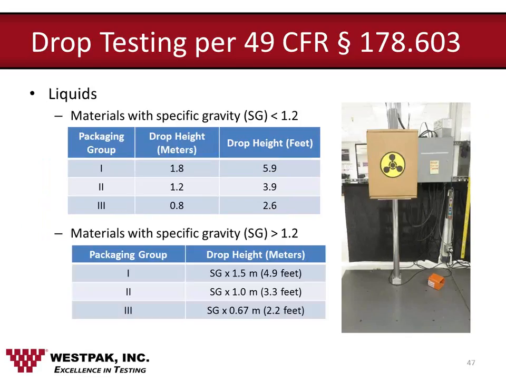When testing liquids, and this is why specific gravity is important, when specific gravity is below 1.2, it is tested just the same as the solids. So packaging group 1 remains 1.8 meters, packaging group 2 is 1.2 meters, and packaging group 3 is 0.8 meters. When the material's specific gravity exceeds 1.2, the drop height changes, and it is based on two things: the packaging group and the specific gravity. For example, if we have a packaging group 2 hazardous material with a specific gravity of 1.4, you would multiply 1.4 times 1, as you can see in the middle column, and hence you will have a drop height of 1.4 meters.